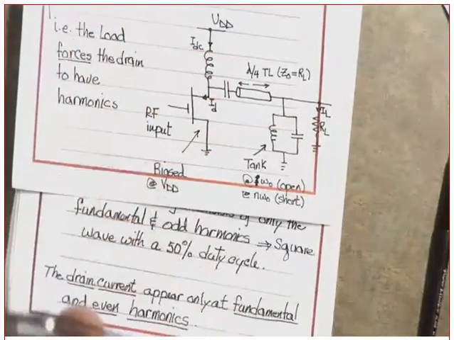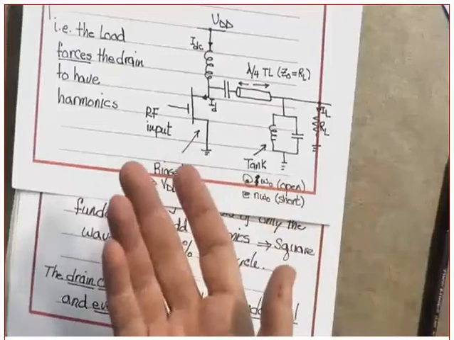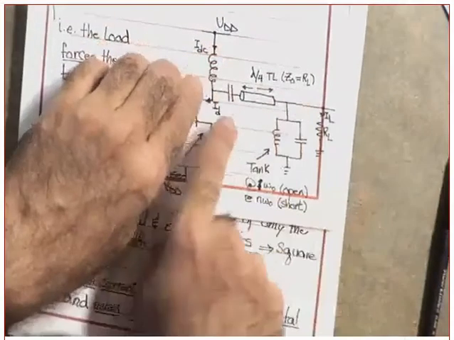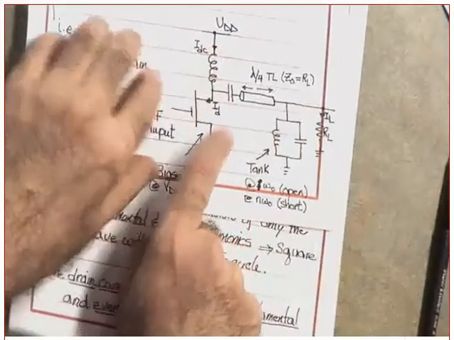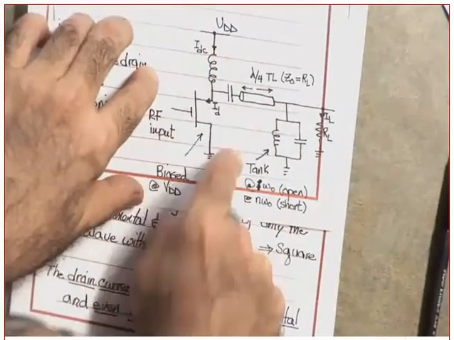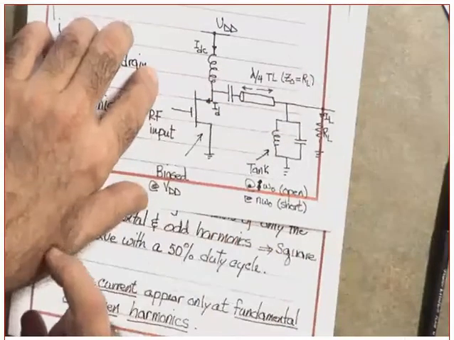It's lambda over 2. Lambda over 2 does not change the load. Agree? Which means what do I see? A short in here. What does it look like here? Which means all the even harmonics will go to the ground. They are not going to remain here.